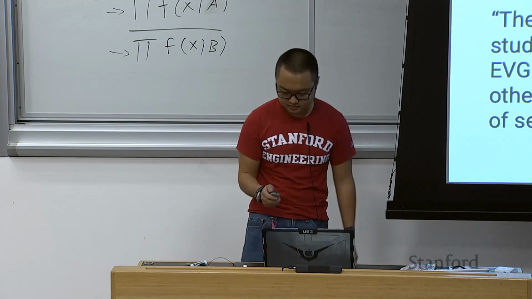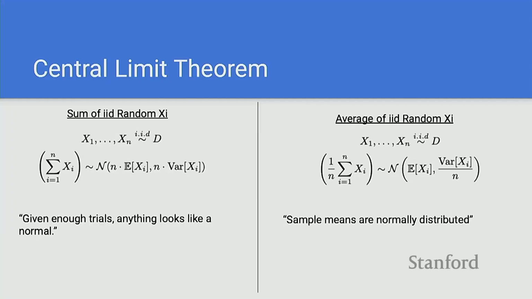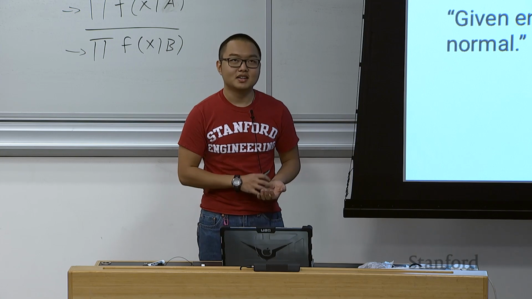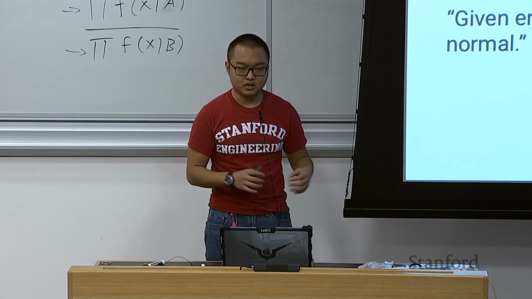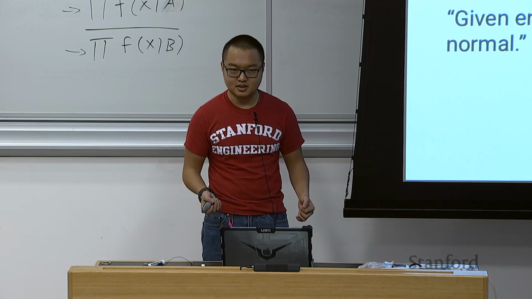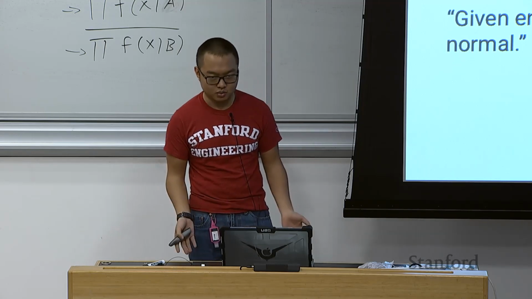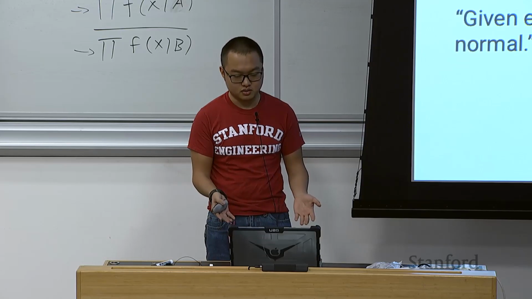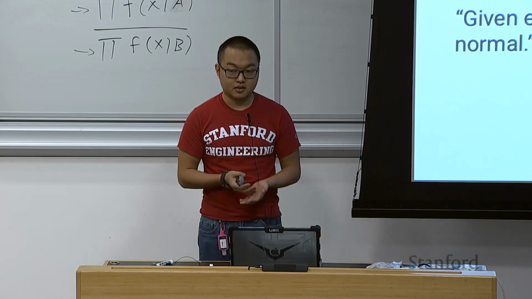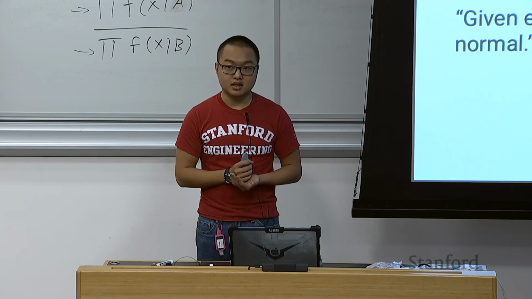No? Okay. So here's the central limit theorem. There are kind of two flavors of the central limit theorem. You could take the sum of IID random variables, or you could take the average of IID random variables. For the sum, given enough trials, anything looks like a normal. If I just keep rolling dice, the sum that I get from those dice is eventually going to look like a normal, and that's the approximation we're going to use. Averages of IID random variables are actually used a lot in denoising.